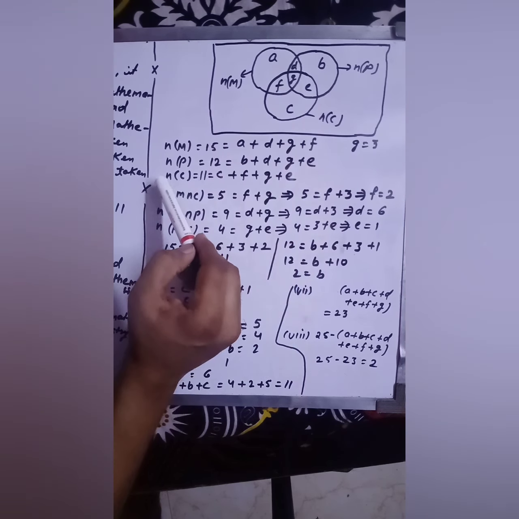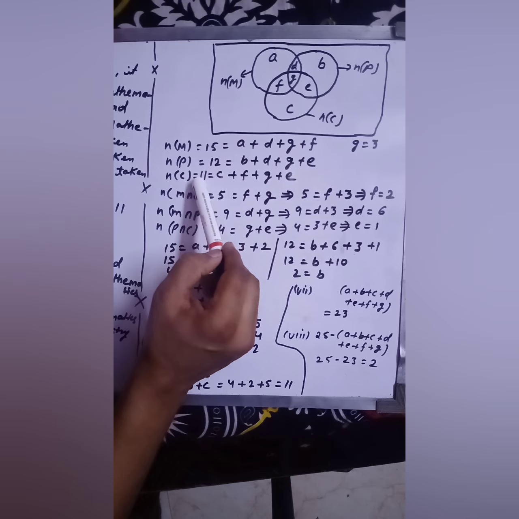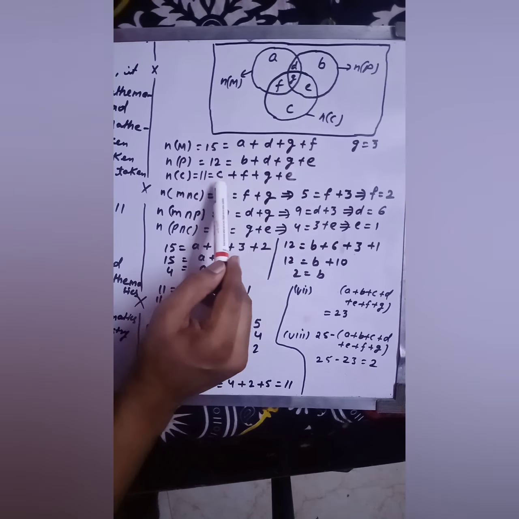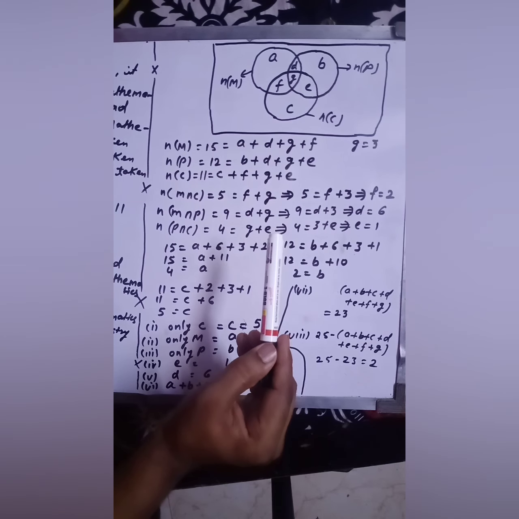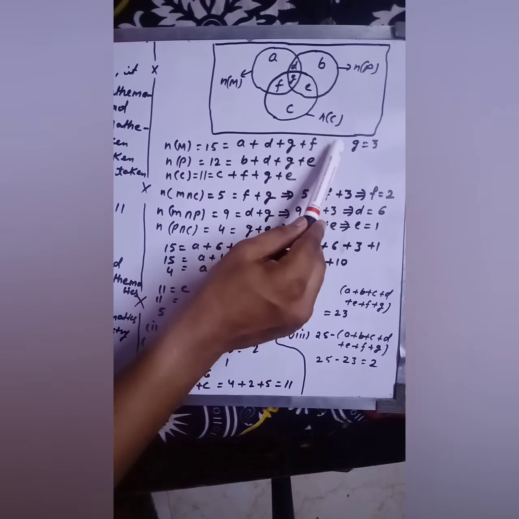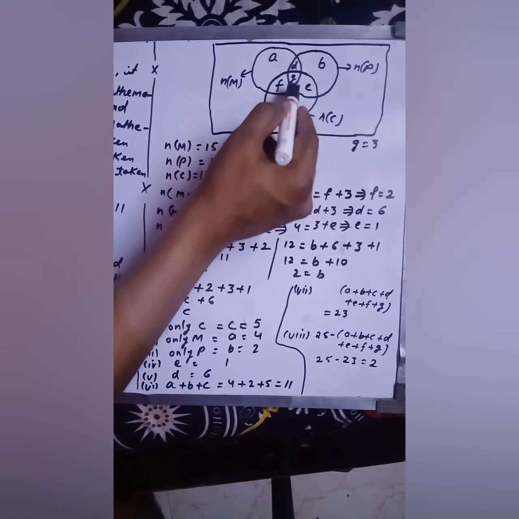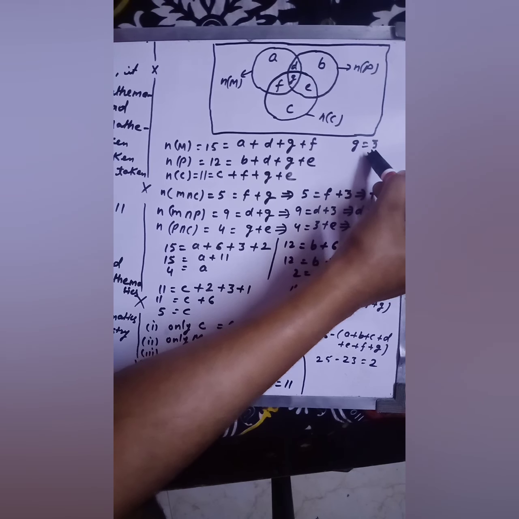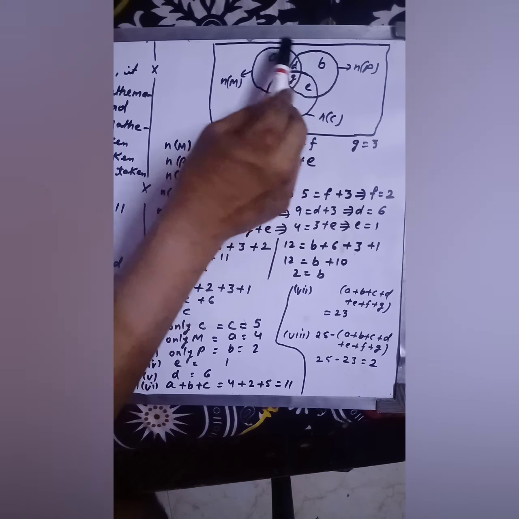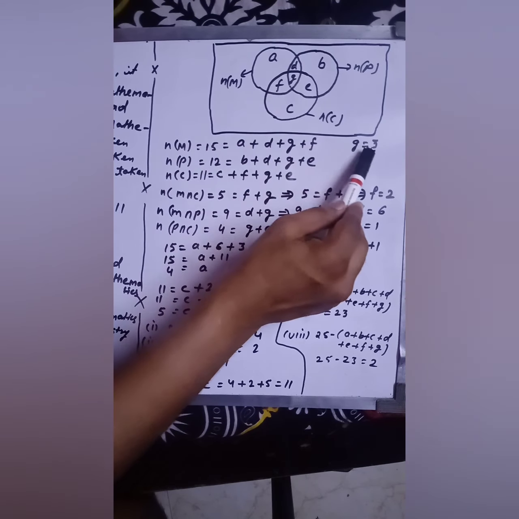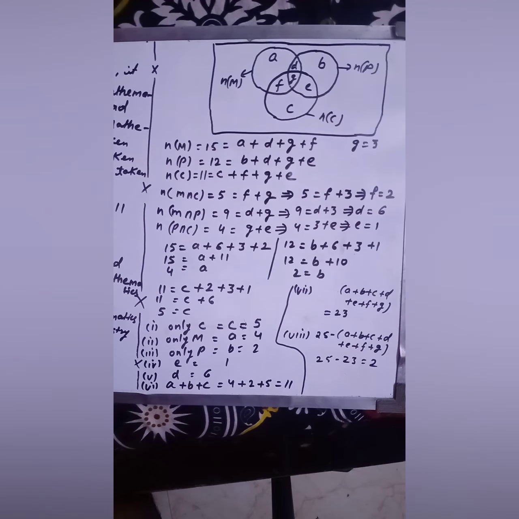Got it? Now for chemistry, there were 11 students who had taken chemistry. So for chemistry, you have to take C, E, G, and F like this. Okay. Now, the number of students who had taken all the 3 subjects, that is your G. So this G is given to us. In the question it is given that 3 had taken all the 3 subjects. So this G is common in all the 3. Okay, so this G is 3. This is given to us.